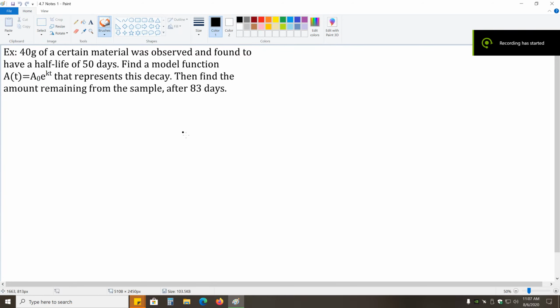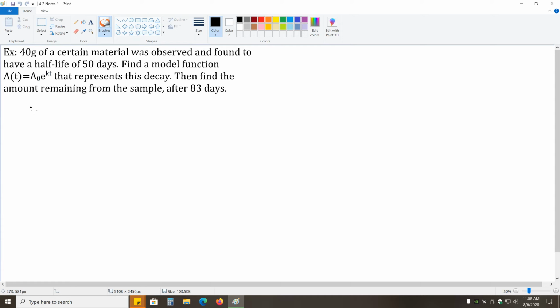So at this point, we want to talk about story problems involving exponential functions. For this problem, we'll say that 40 grams of a certain material was observed and found to have a half-life of 50 days. We want to find a model function, A of t equals A naught e to the kt, that represents this decay. Then find the amount remaining from the sample after 83 days.